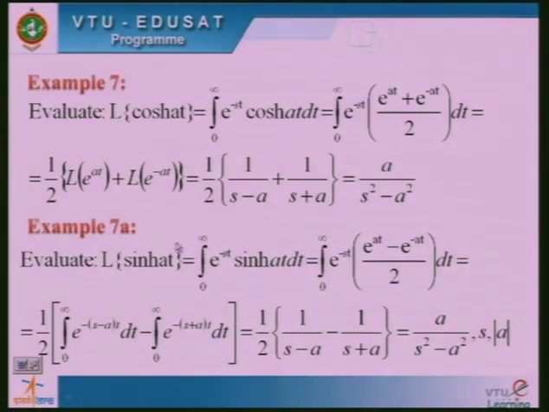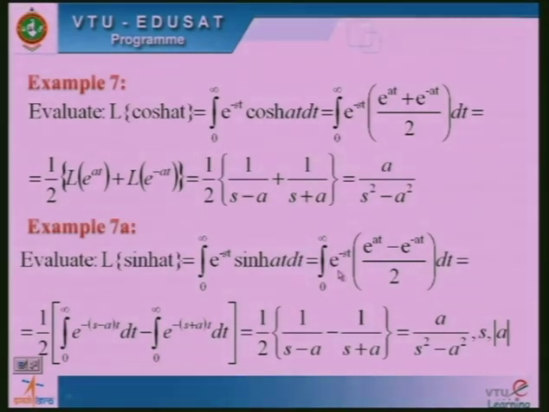Now, in exactly the similar way we can find out the Laplace transform of a sine hyperbolic function. So, integration from 0 to infinity of e raised to minus st sine hyperbolic at is equal to, we know that sine hyperbolic at is equal to e raised to at minus e raised to minus at, divided by 2. How do you get this? Again by the definition of a sine hyperbolic function. It is exactly similar to the previous example.